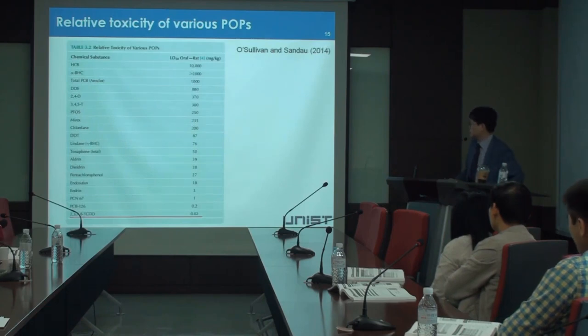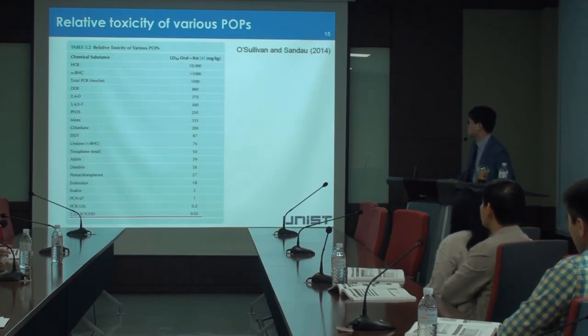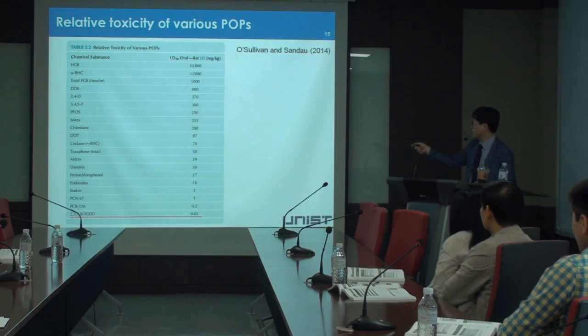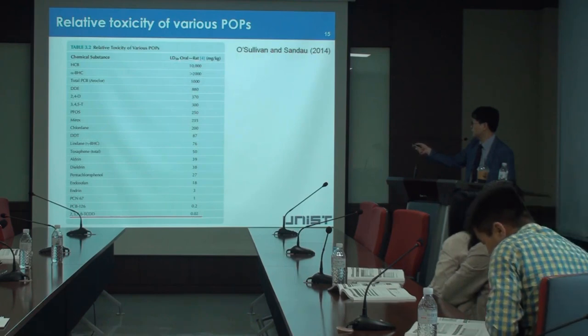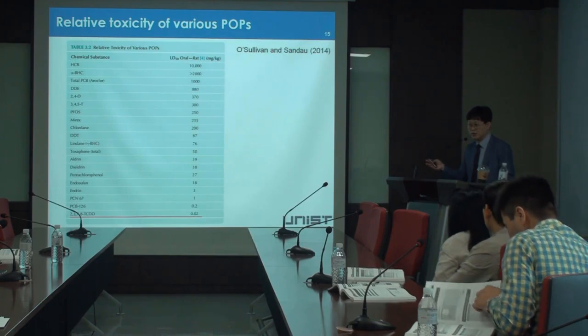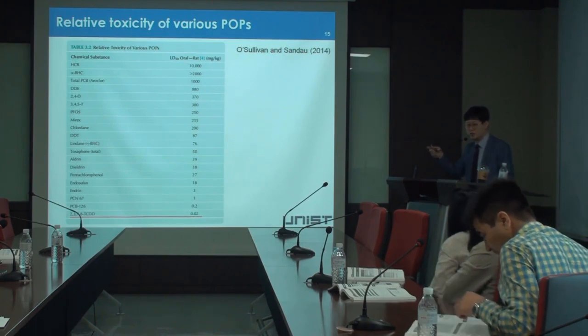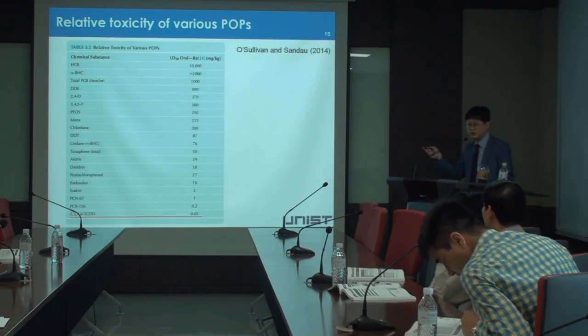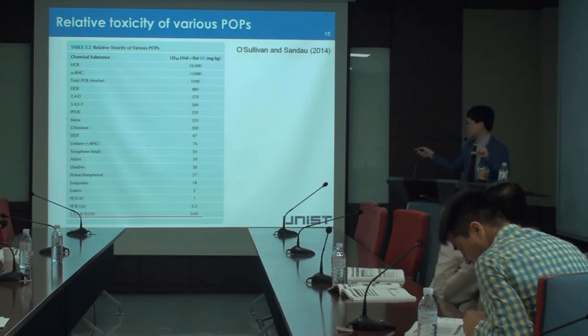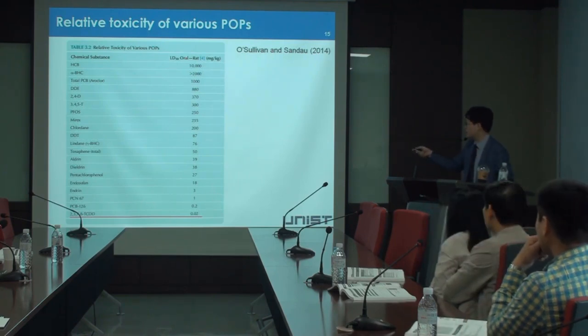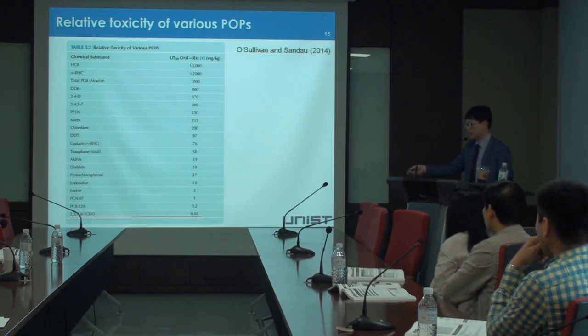This shows the comparison of toxicity of various chemicals with dioxins. The left value is the LD50, the lethal dose 50: how much we need to kill 50% of the rats. We can take some chemical and inject it into the animal, at a fixed amount, and see how many are killed. This is the LD50 value, and the LD50 value is very low for this, which means it is very toxic compared to other things.